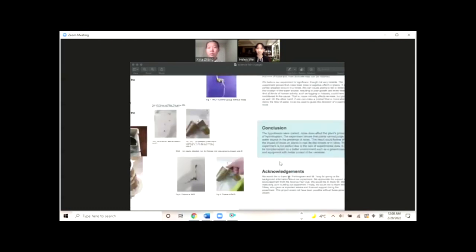In conclusion, the hypothesis was correct. Noise does affect the plant's process of hydrotropism. The experiment shows that plants cannot judge the water source in the presence of noise. This result could further imply the impact of noise on plants in real life, like in forests or in cities. This experiment is not perfect due to the lack of experimental data. It can be completed in a better environment, but in general, it shows the effect of noise on plants too.